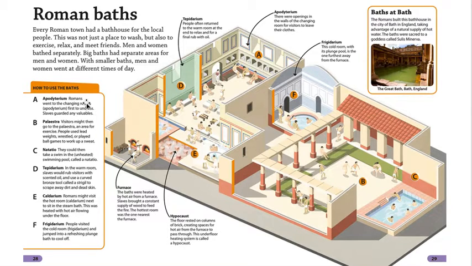When you first came in, there was a changing area. And of course, it's the Romans, so they had slaves that dressed you. They had guards that protected your valuables. Then they had a whole exercise area with weights, wrestling, all sorts of things. They had outdoor pools to swim and refresh in.